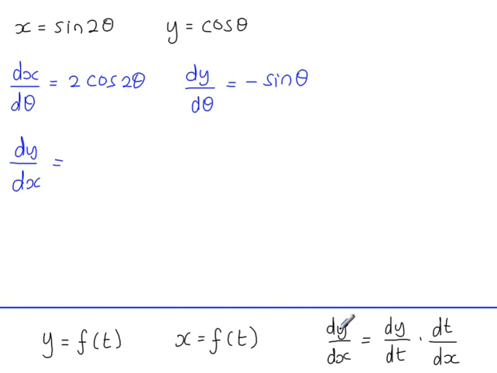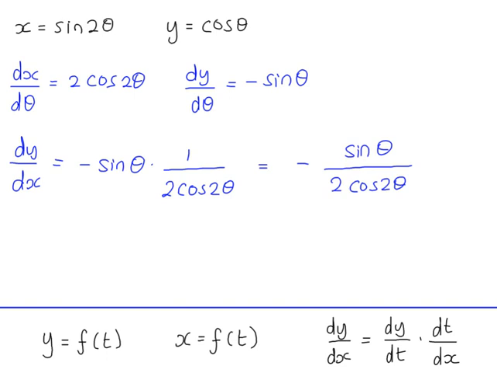and then using the chain rule, so dy by dx is equal to dy by, and we're using theta instead of t, so dy by d theta, which is minus sine theta, times, and this will be d theta by dx, so we have to flip this over, so 1 over 2 cos 2 theta. So to work out the gradient of any point on the curve, you need to know the value of the parameter theta that you're going to substitute into here.